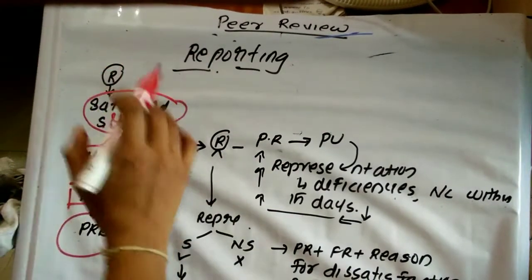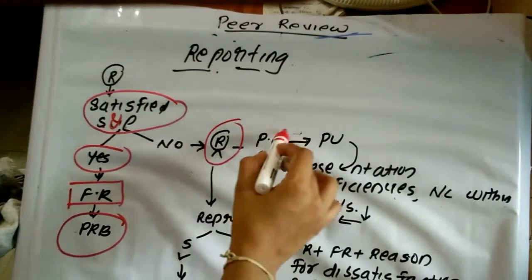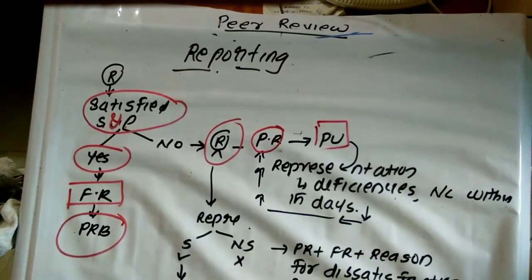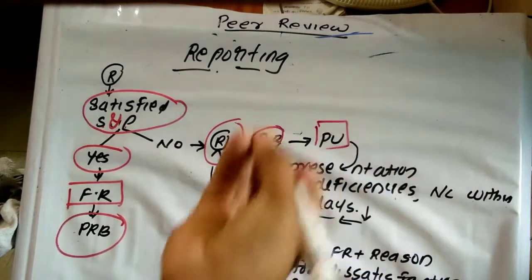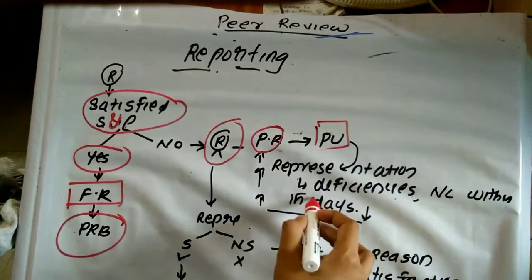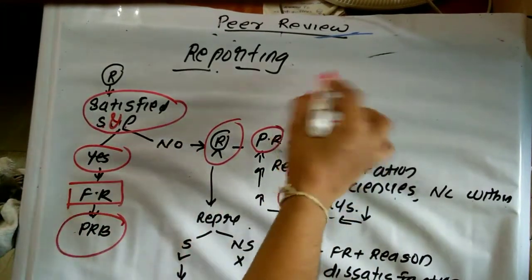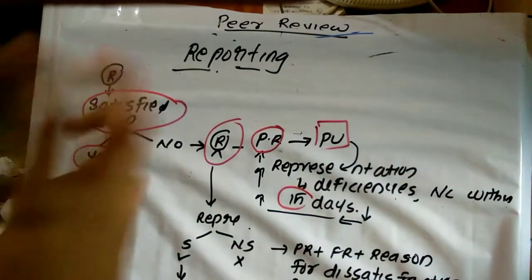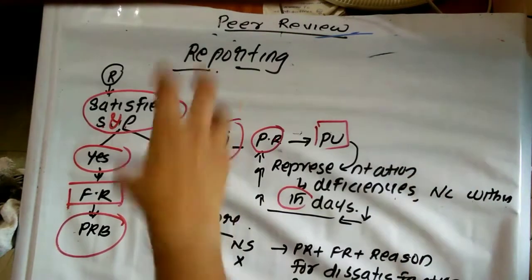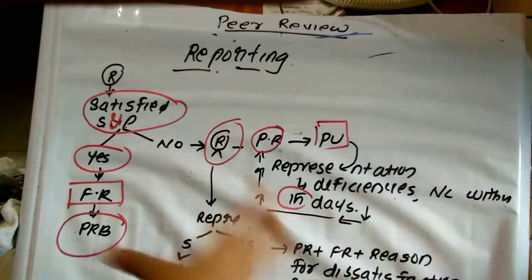Suppose the reviewer is not satisfied with the systems and procedure. In that case, the reviewer sends a preliminary report to the practicing unit. If a practicing unit receives a preliminary report from the reviewer, they have to send their representation within a period of 15 days of the preliminary report to the reviewer. Suppose X has sent a preliminary report to the ABC firm that your systems and your procedure are not being properly applied. We have to get the details with respect of the same, etc.